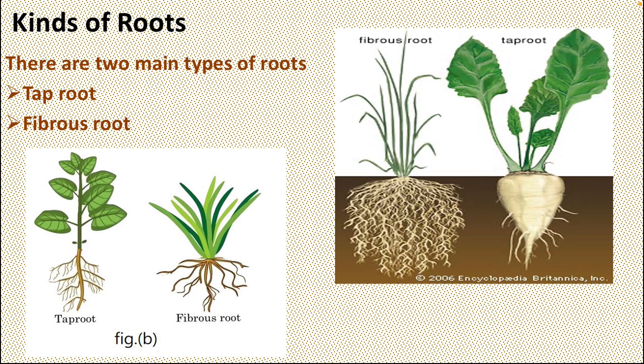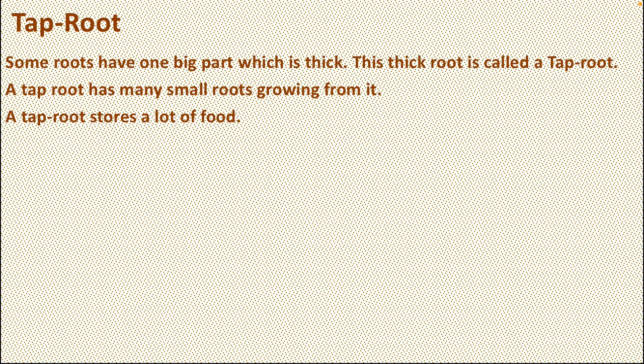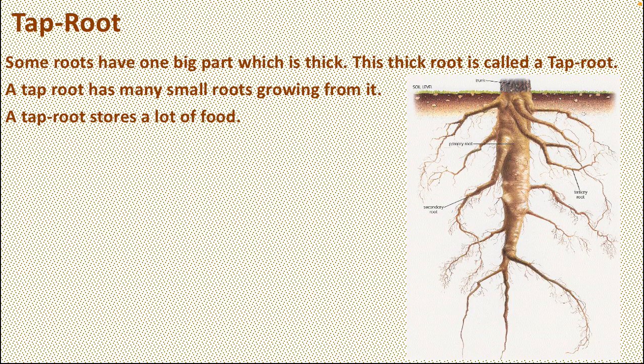Now come to another diagram. You can clearly see the difference. This one is the taproot and the other one is the fibrous root. So we can see clearly the difference between the taproot and the fibrous root. All roots have similar functions, however their structures vary. So the root system is classified into two types.